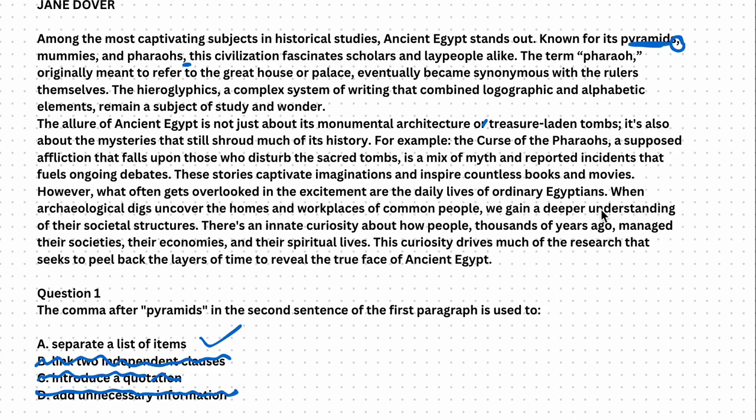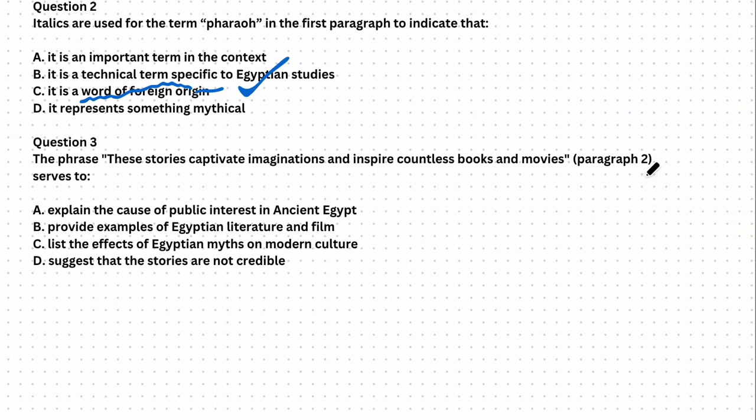Okay, so what is this sentence? This one up here, these stories captivate imaginations and inspire countless books and movies, actually telling us? Let's look at the options. So the phrase serves to explain the cause of public interest in ancient Egypt. So after reading the paragraph, yes, maybe this mythical, the imagination, the books, the movies, maybe does explain some of the cause of public interest. Provide examples of Egyptian literature and film. Now, automatically, if you've read the passage, you know that they do not provide examples of Egyptian literature and film. So automatically, you can eliminate this.